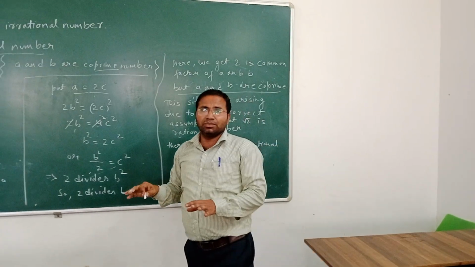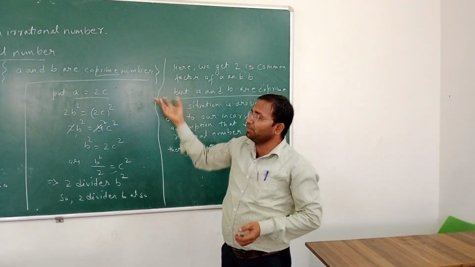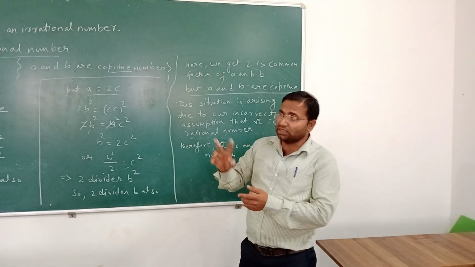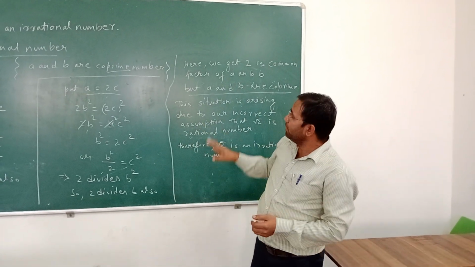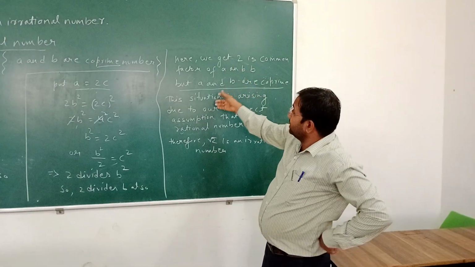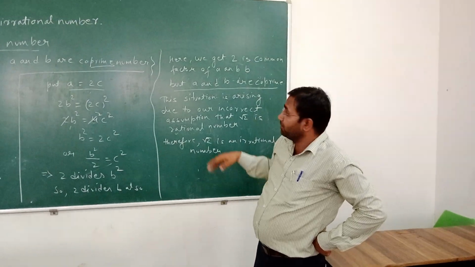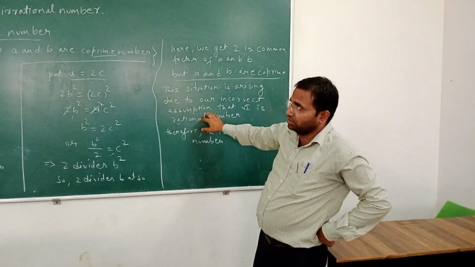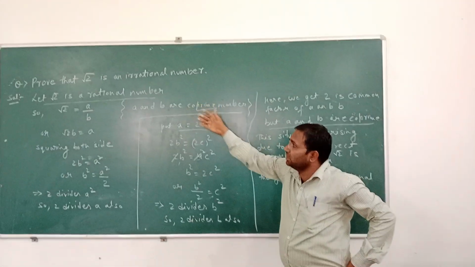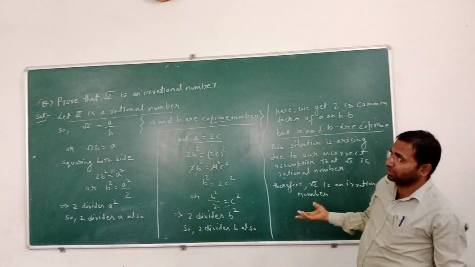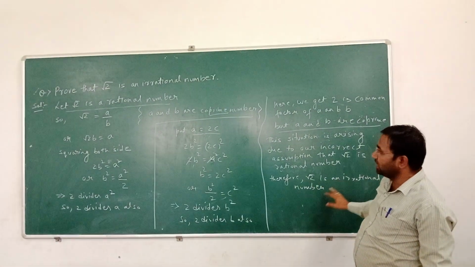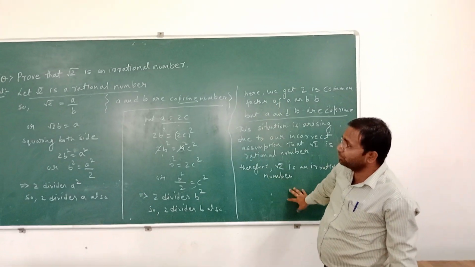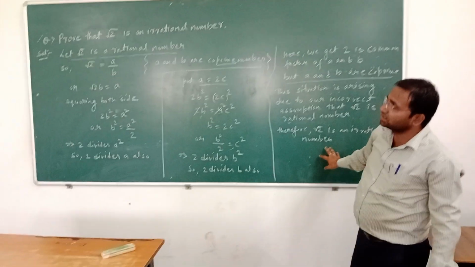So either a and b are co-prime, or there will be 2 as a common factor of a and b. But this situation is arising. Okay. So this situation is arising due to our incorrect assumption. You will proceed like this and prove that root 2 is an irrational number.